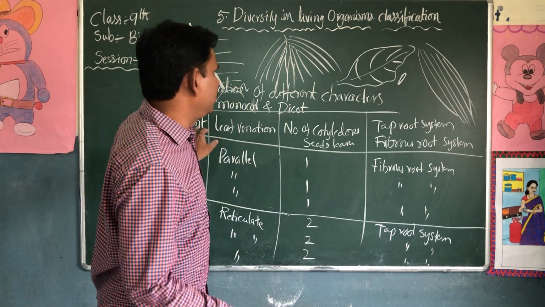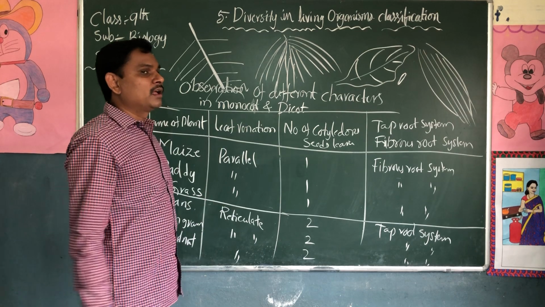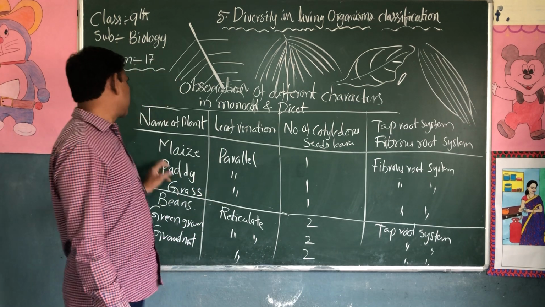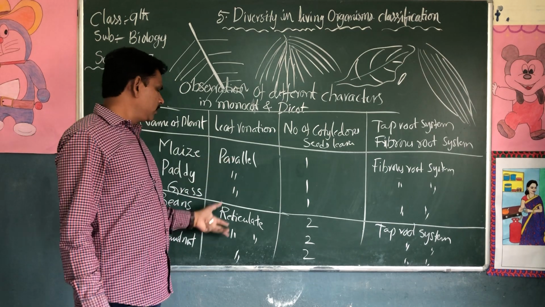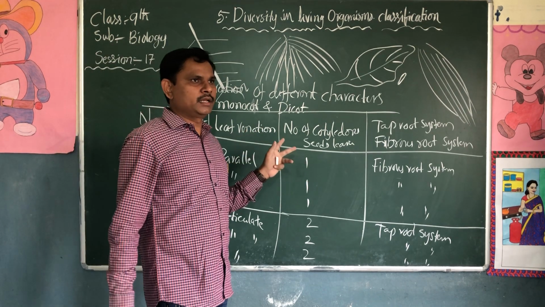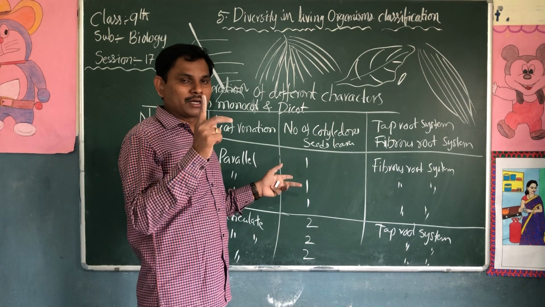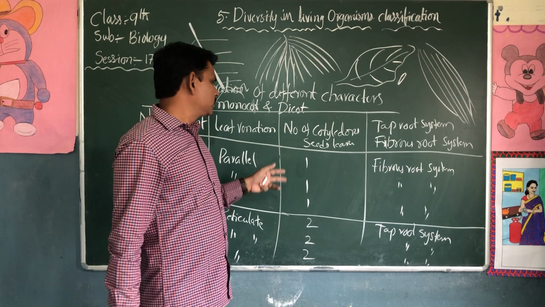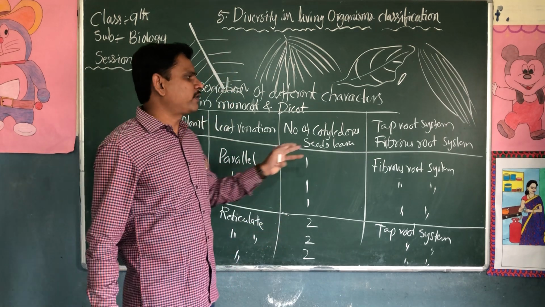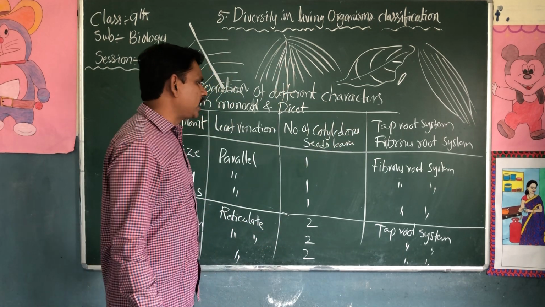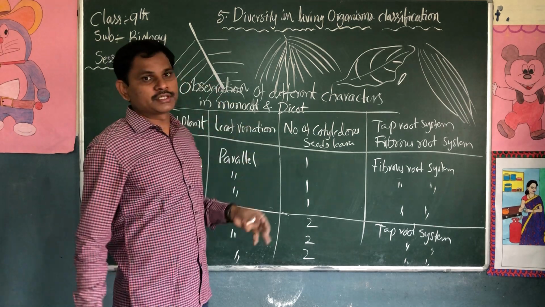This is important compared to the other activities. Name of the plants, leaf venation, either parallel or reticulate. Number of cotyledons: in monocotyledons, one. Mono is nothing but one, di is nothing but two. So one or two. Fibrous root system or taproot system. In monocotyledons, there is a fibrous root system; in dicotyledons, there is a taproot system.